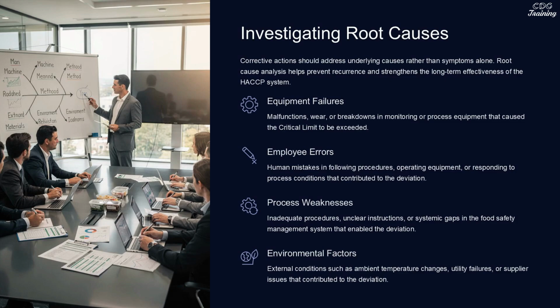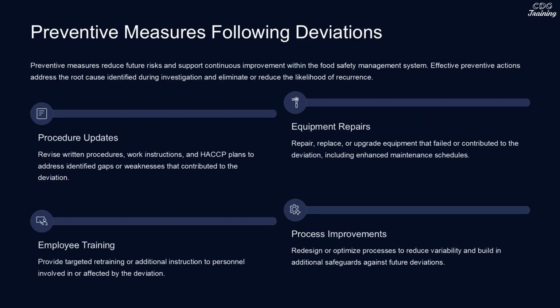Addressing root causes is crucial for effective corrective actions. By focusing on equipment failures, employee errors, process weaknesses, and environmental factors, we can enhance the long-term effectiveness of the HACCP system. Preventive measures are essential to reduce future risks and improve the food safety management system. By updating procedures, repairing equipment, training employees, and improving processes, we can minimize deviations and enhance safety.